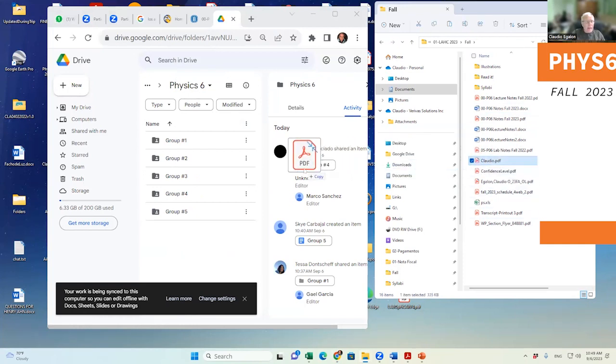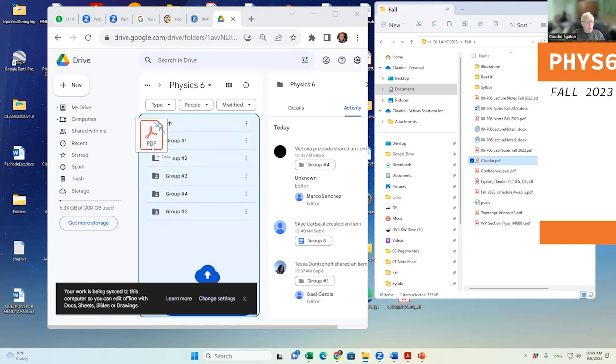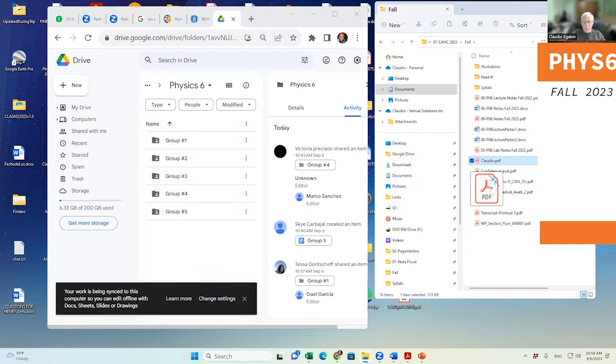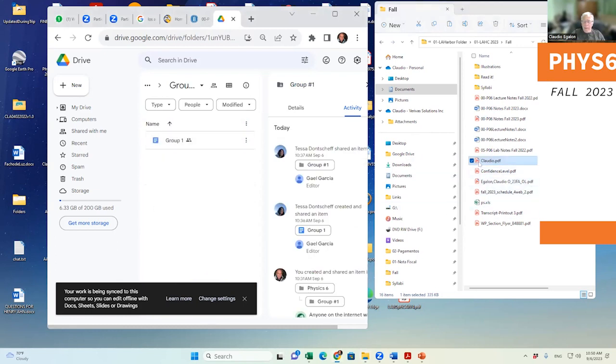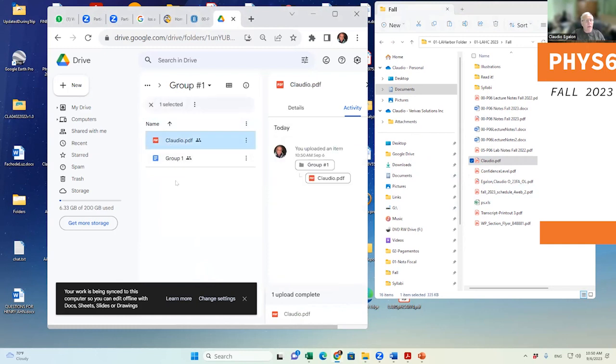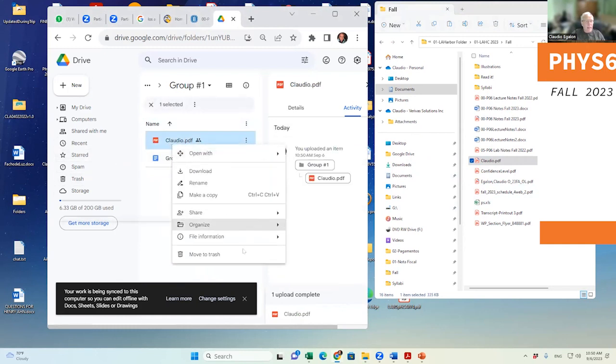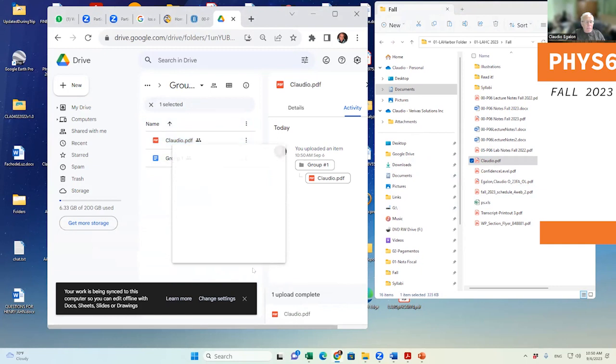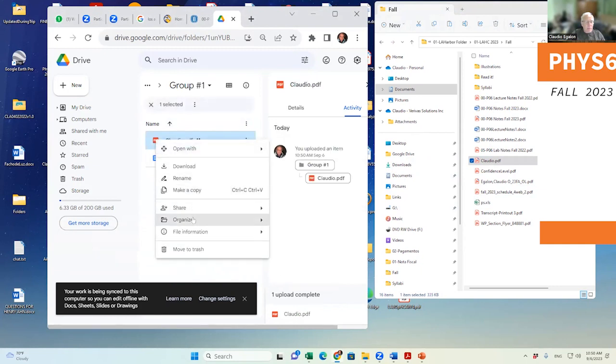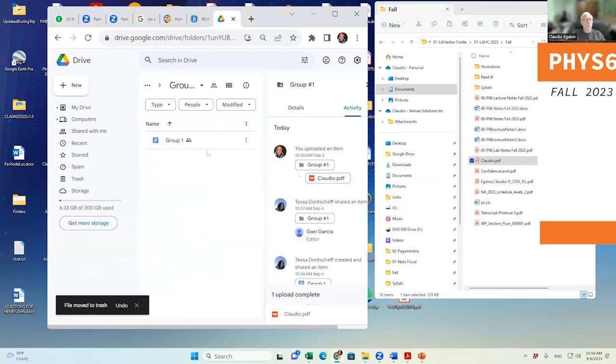Click, drag, and drop into your folder. Okay, if you are group 1, keep the window of your folder open there. Click, drag, and drop. Yeah, and now my file is in there. I'm going to delete this file. I'm going to keep it there. Hit name, download, open. Move to trash. Here you go. I'll do the same with group number 2.